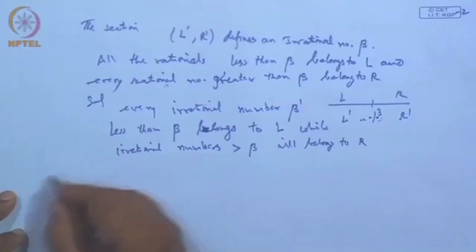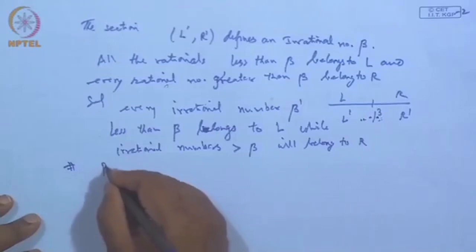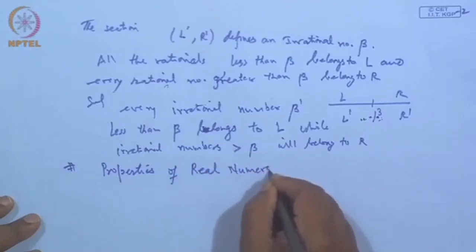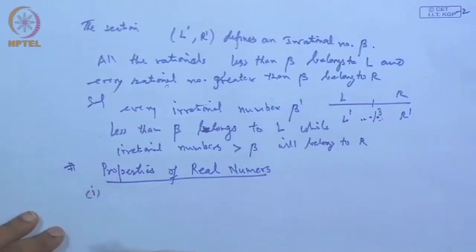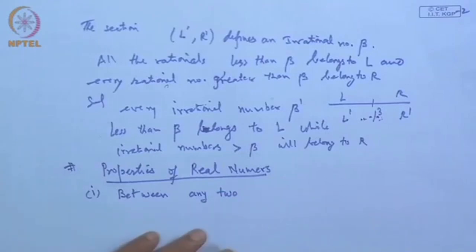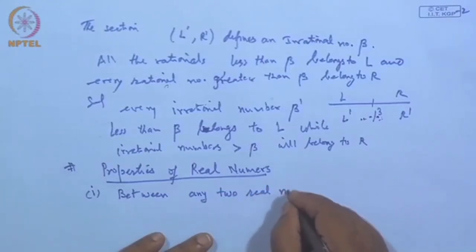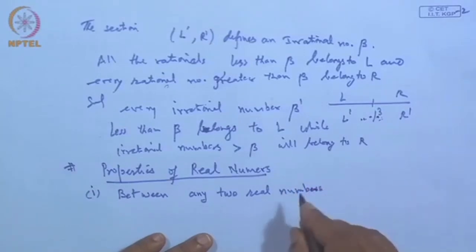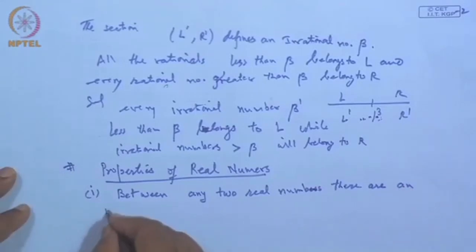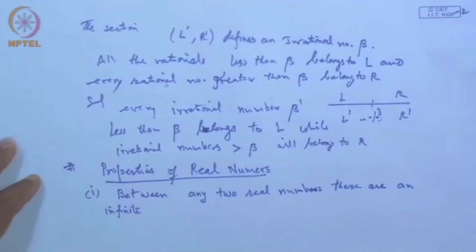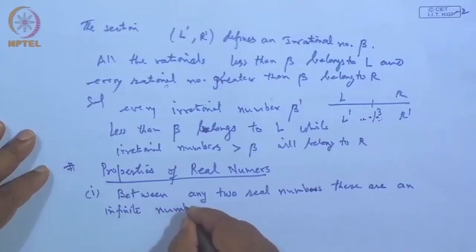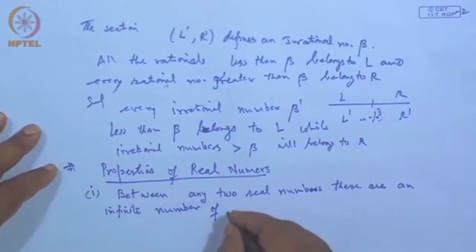So, we can go through some properties, the properties of real numbers. The first property is, between any two real numbers, there are an infinite number of rational numbers. Between any two real numbers, there are an infinite number of rational numbers.